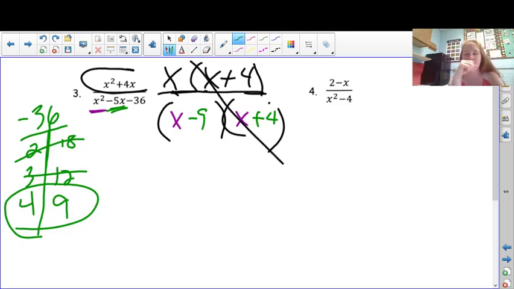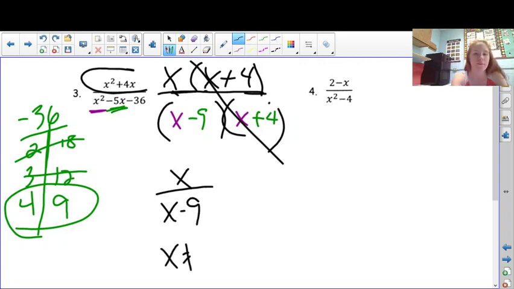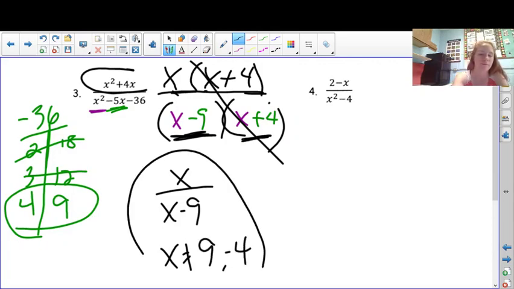Cancel out my x plus 4s. X over x minus 9. And what would cause this to be 0? 9 would cause that to be 0. Negative 4 would cause that to be 0.